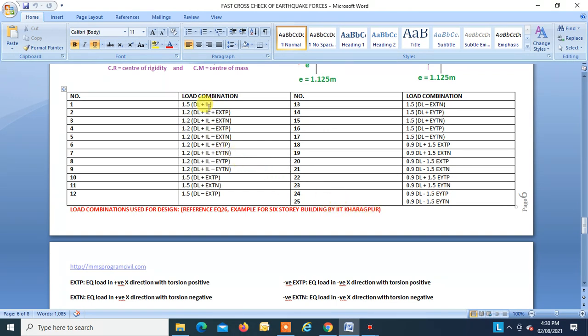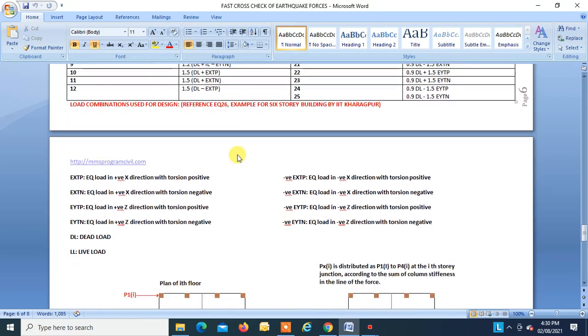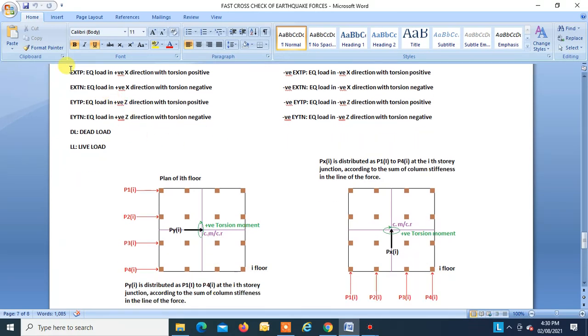DL means dead load, IL means imposed load, EXTP, EXTN, negative EXTP, negative EXTN. What does this mean? We'll try to understand that. EXTP means earthquake load in positive X direction, with torsion positive, right? EXTN means earthquake load in positive X direction with torsion negative.